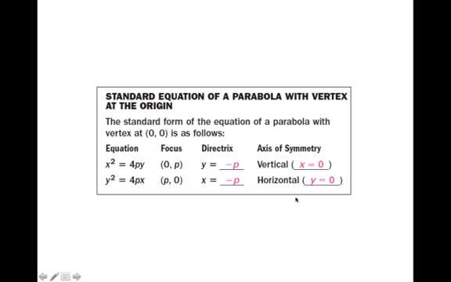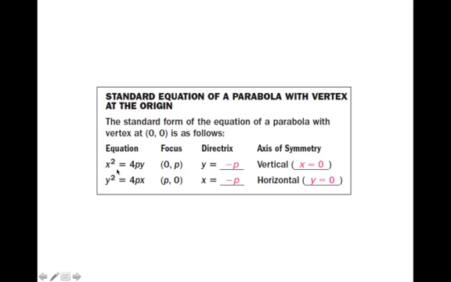This first one, where it has a vertical axis of symmetry, also means it's a vertical parabola. It's either going to open up or down. And then the second one, with the horizontal axis of symmetry, means that the whole thing's going to be horizontal. It's either going to open to the left or to the right.